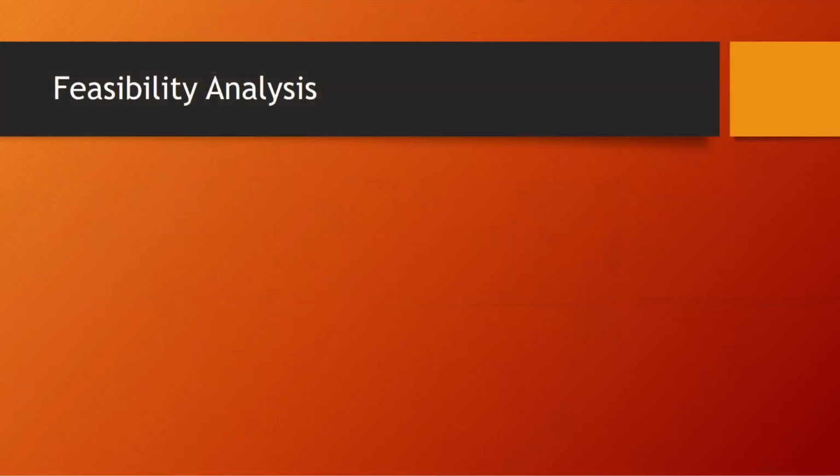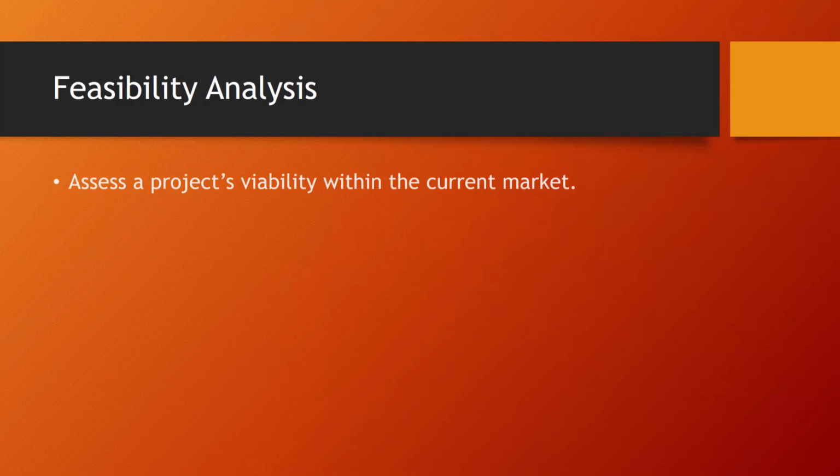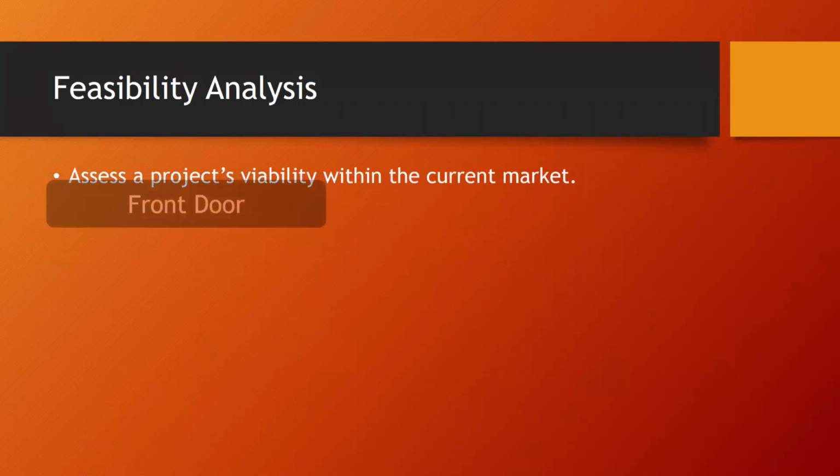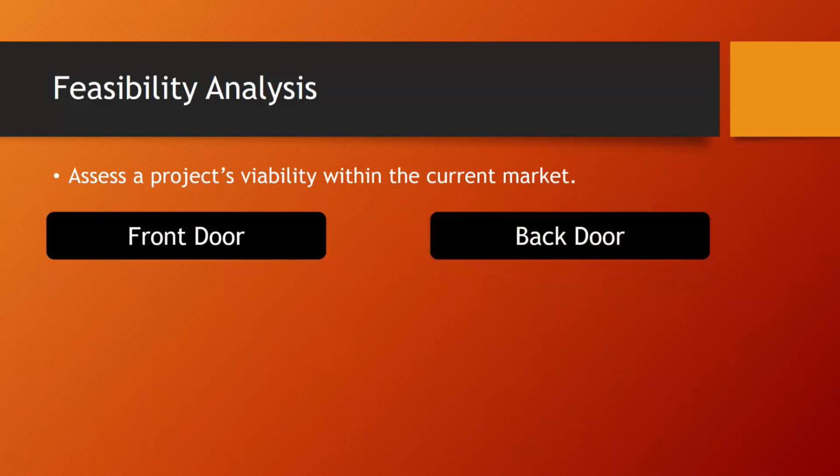A feasibility analysis allows users to assess a project's viability within the current market. There are 2 types of feasibility analysis: front door and back door. Front door feasibility is used to justify a projected land acquisition and construction cost. X3 Construction calculates the minimum rent per square foot needed to make this project feasible based on the user's entered values.